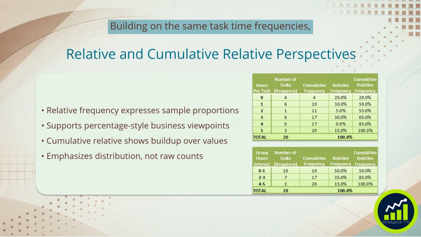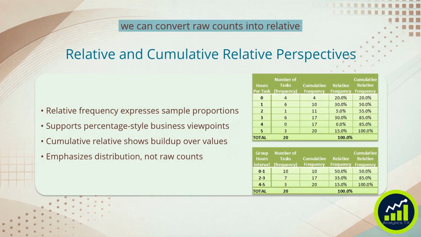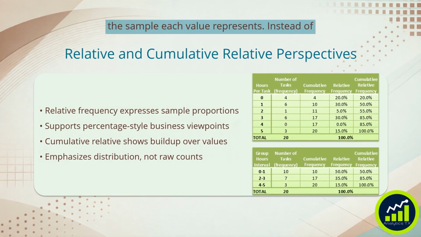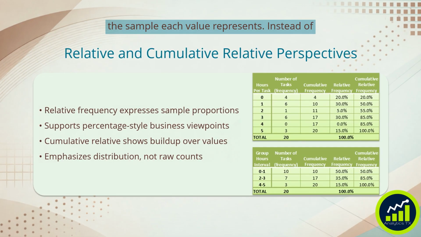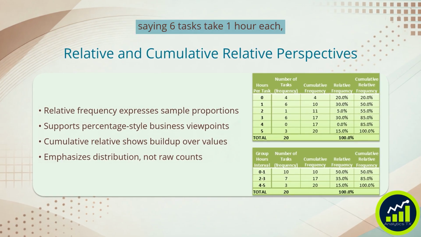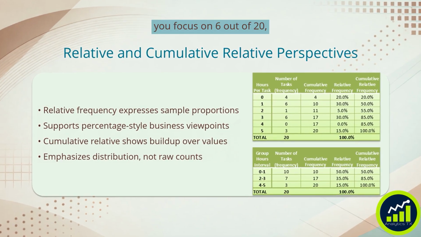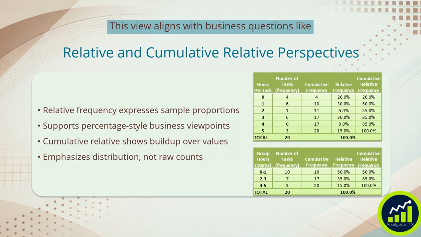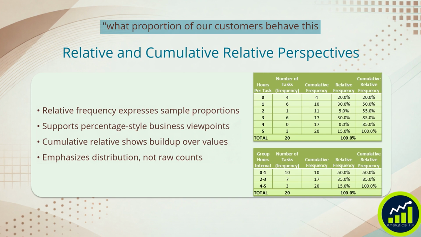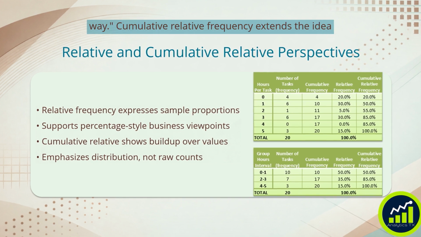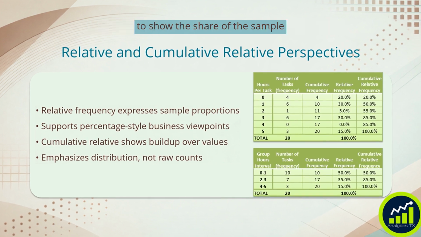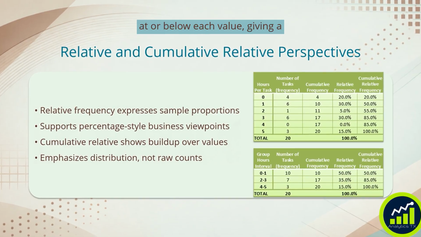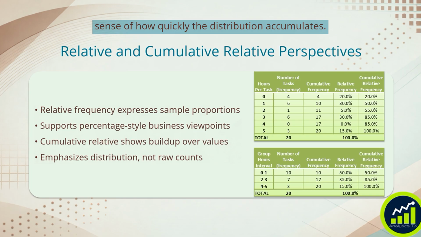Building on the same task time frequencies, we can convert raw counts into relative frequencies by looking at the share of the sample each value represents. Instead of saying 6 tasks take 1 hour each, you focus on 6 out of 20, which can be expressed as a proportion. This view aligns with business questions like, what proportion of our customers behave this way? Cumulative relative frequency extends the idea to show the share of the sample at or below each value, giving a sense of how quickly the distribution accumulates.